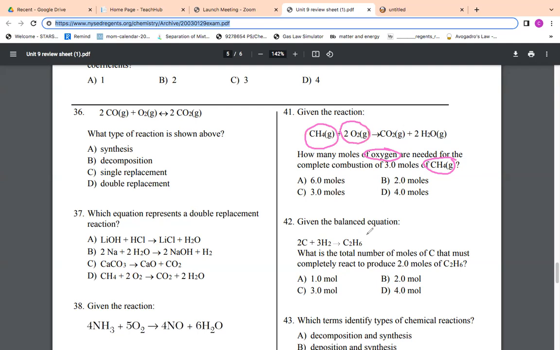I'm going to set up the left side of my proportion just using my original recipe. So 1 mole of methane reacts with 2 moles of O2. That's our recipe. Now we want to know how many moles of oxygen we are going to need if we start off with 3 moles of methane. Again, make sure everything matches going across. So you just cross multiply, 1x equals 6. So that's just x equals 6 moles. So it's choice A.